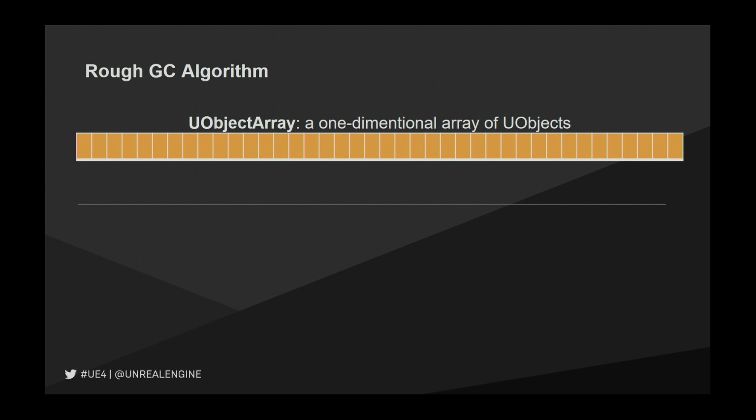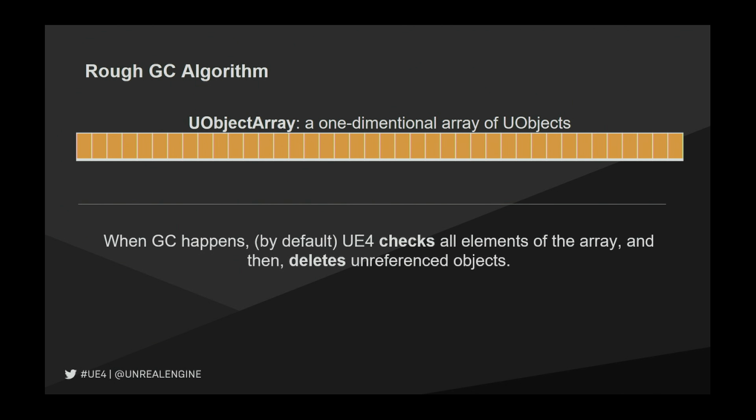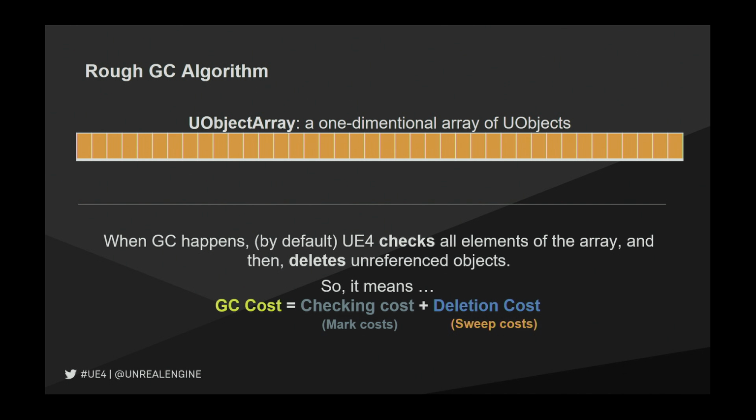So the garbage collection implementation in Unreal is relatively simple. All the UObjects are just stored in this big array. And when garbage collection happens, by default, UE4 will check all elements in the array and delete ones that aren't referenced. So there are two types of costs here. There's the cost of checking each object, which is sometimes called marking, and the cost of deleting any unreferenced object, which is sometimes called sweeping. This means it's totally possible to see hitches even if objects aren't being deleted, simply if the number of UObjects in your scene is high.